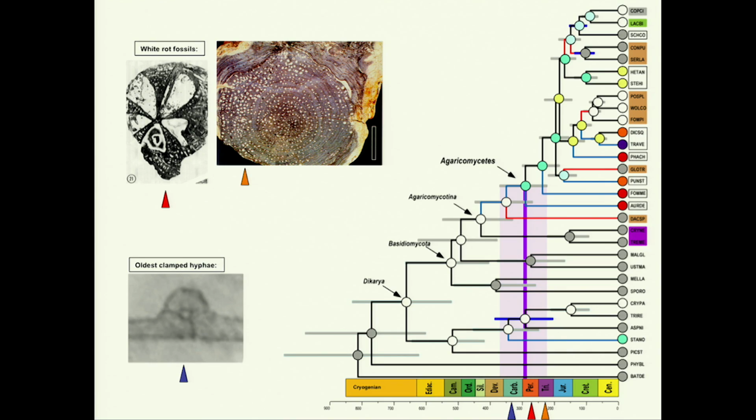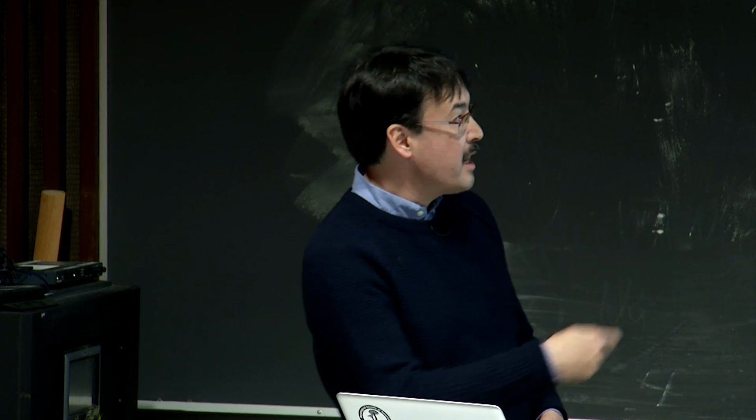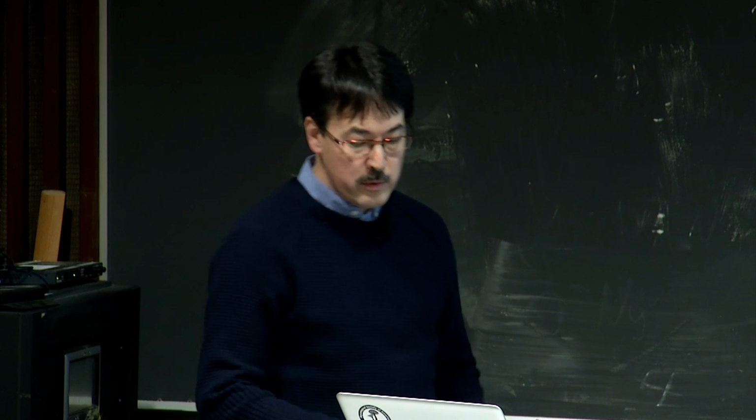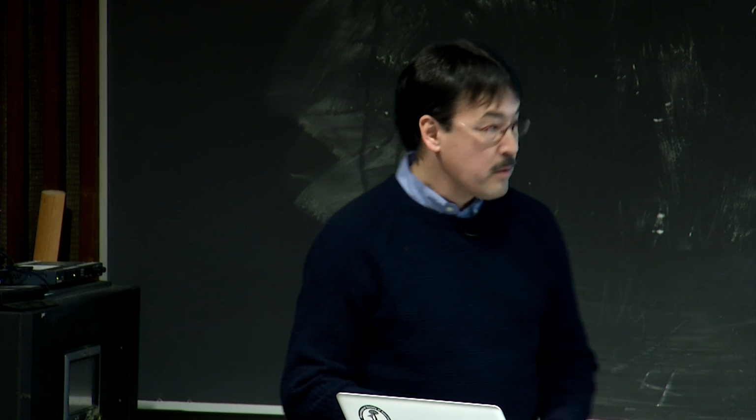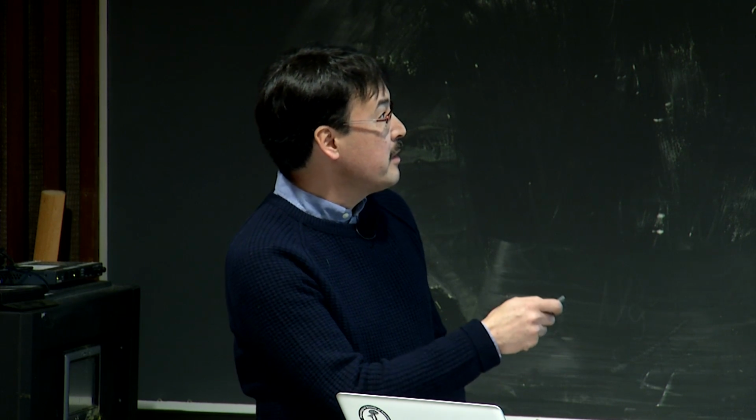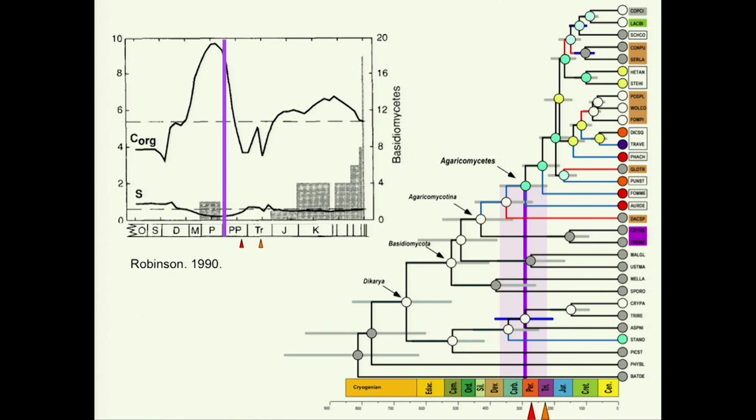So if this is the origin of white rot, it's younger than the definitive white rot fossils, the oldest definitive white rot fossils. And it's younger than the oldest definitive basidiomycete fossils. So at least these fossils, which we didn't use as calibration points, don't reject these results. And they're consistent with the Robinson hypothesis, right? So this is the average age. And of course, the error bars go like from here to here. But that's the average age, and it's roughly coincident with this crash in carbon sequestration.